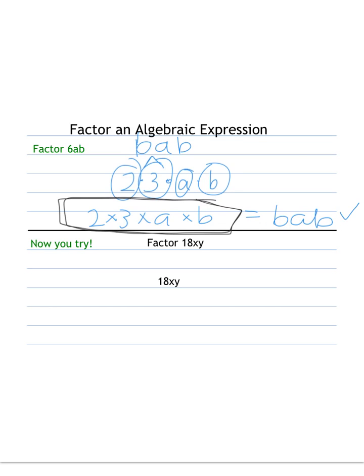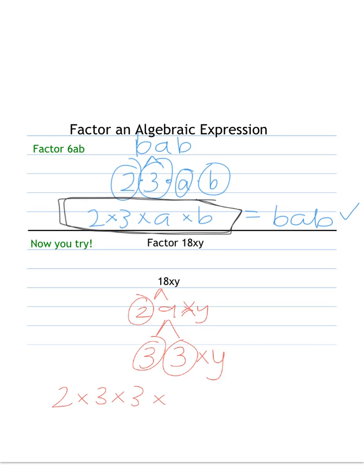Okay, here's one for you to try, 18xy. Pause if you need to, otherwise we'll keep going here. 18xy, well, we're going to break this up. I'm breaking this up into 2 and 9, and we've got our xy on there still. Okay, 2 is prime. I can break up my 9 into 3 and 3, and again our x and our y. 3 and 3 are prime. So our prime factorization for this would be 2 times 3 times 3 times x.